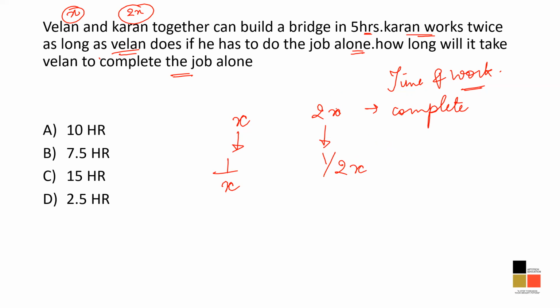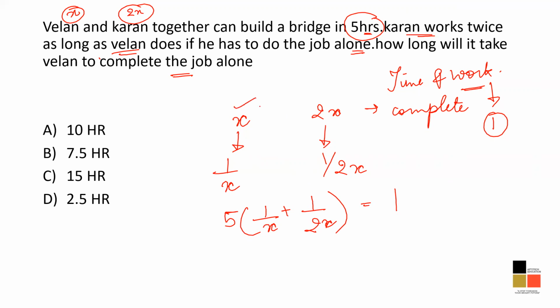It is given that they can build a bridge together in 5 hours. One very important concept of time and work is that total work is always equal to 1. As much work as you might be doing, you will always make it equal to 1. So in 5 hours, they're doing the task completely. In 1 hour, working together, they're doing 1 by X of the work plus 1 by 2X of the work. They do this for 5 hours and complete one full task. Basically, I just have to find the value of X.